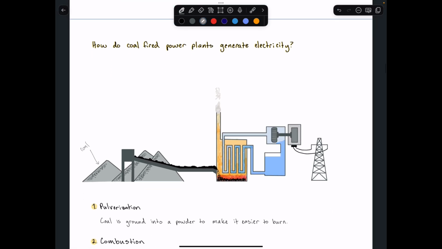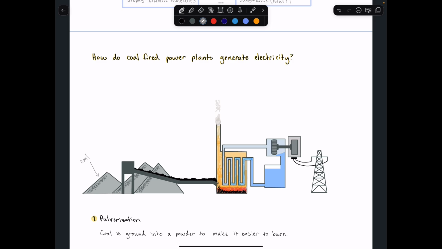The first step in this process is pulverization. When coal is mined, it comes out in big chunks, big rocks, but it's very hard to burn something in this big chunky form. So the first step is pulverization, where the coal is ground into a powder to make it easier to burn. This here is the pulverizer, and what it does is crush the coal into a powder. So this can be labeled as pulverized coal.